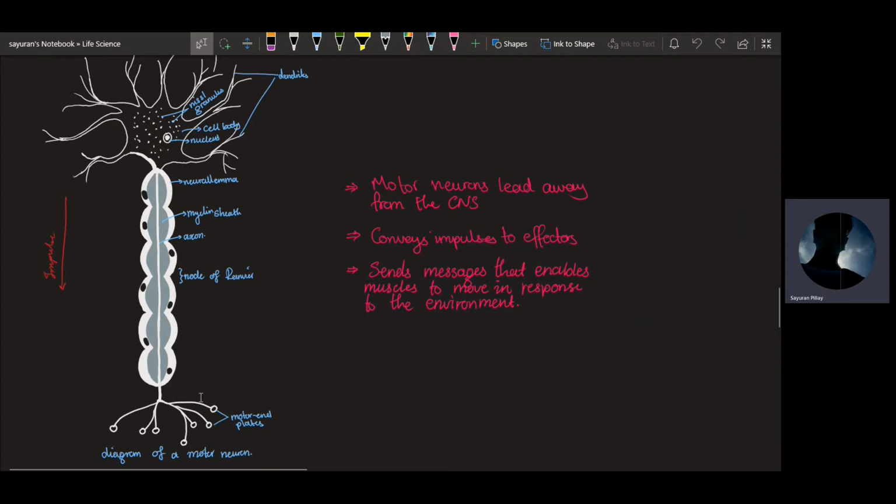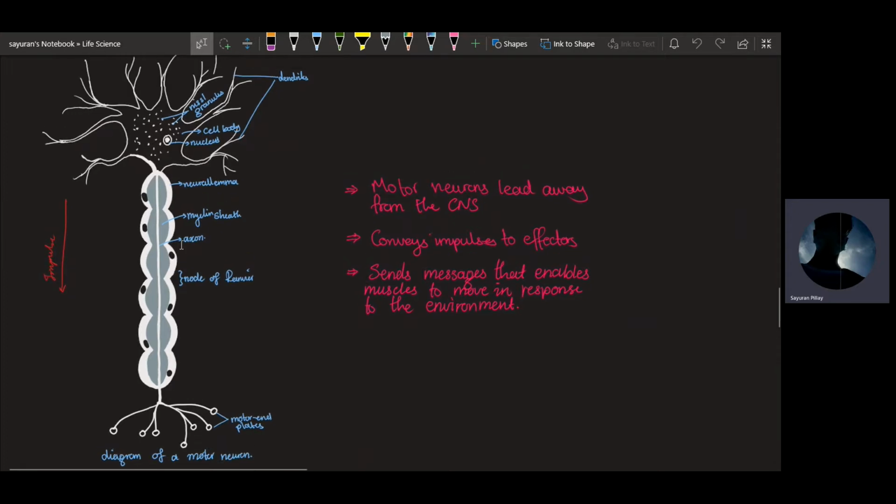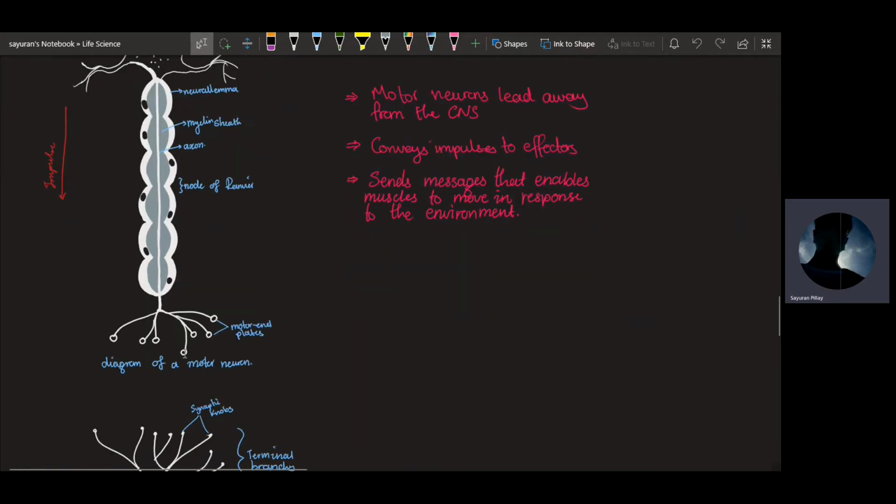along the axon to the motor end plates. These are the nodes of Ranvier, these little constrictions. The myelin sheath is surrounding that axon. The very outer layer is known as the neurolemma. Your motor neurons lead away from your central nervous system and convey the impulse to your effectors. They send messages which enable muscles to either contract or relax or do whatever they need to do in response to the environmental stimulus. The impulse travels from the cell body to the motor end plates through the axon, away from the cell body. That's where this is in the muscle, these motor end plates telling the muscle what to do.